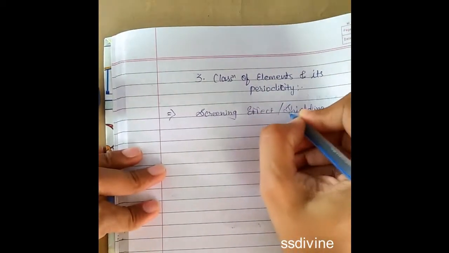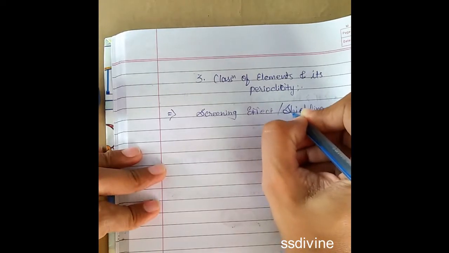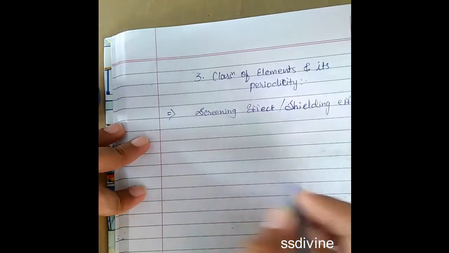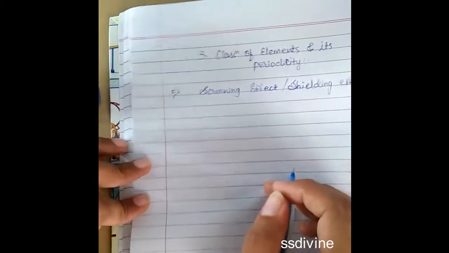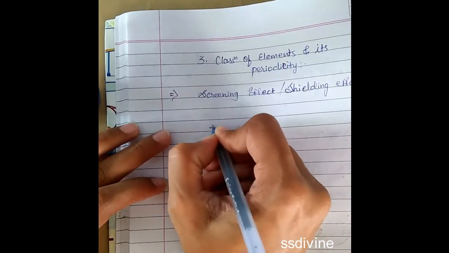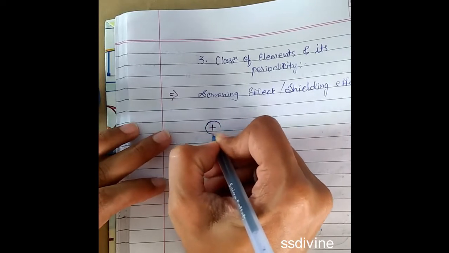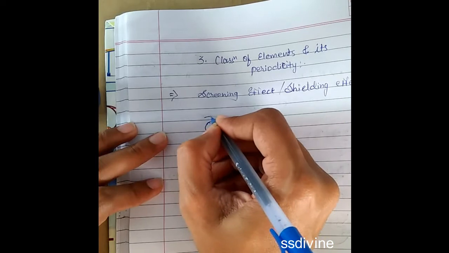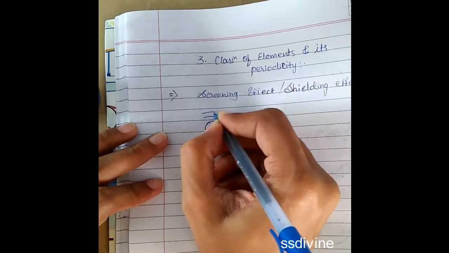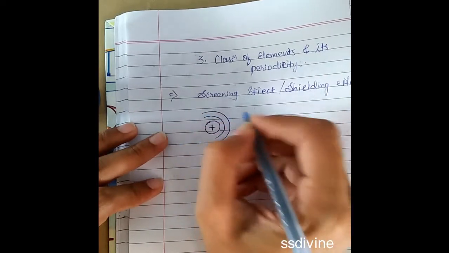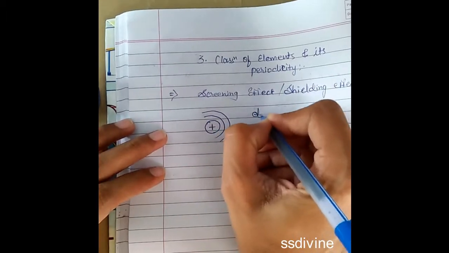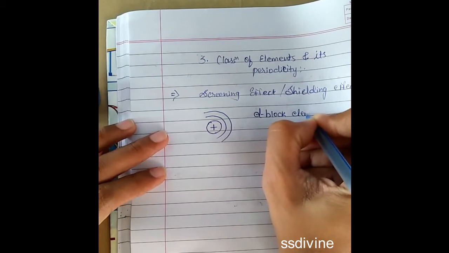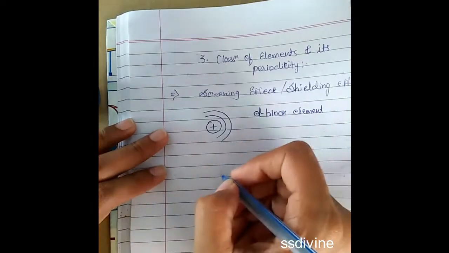So the screening effect is also known as shielding effect. So what is this effect? Screening or shielding means that, suppose, let us take an example of any atom. This is the nucleus of an atom, and here the shells are present, orbits, right? So if I am talking about D block, suppose this element is belonging to D block, right?